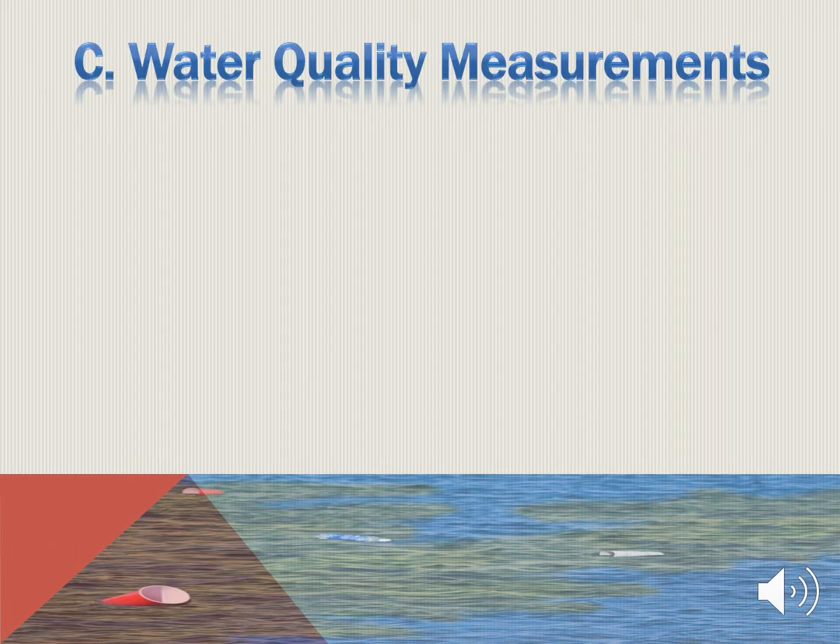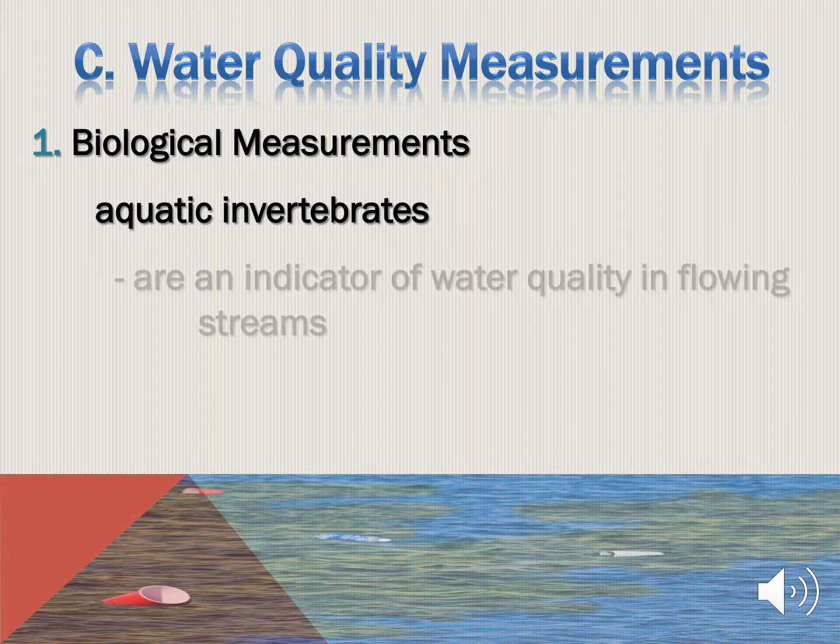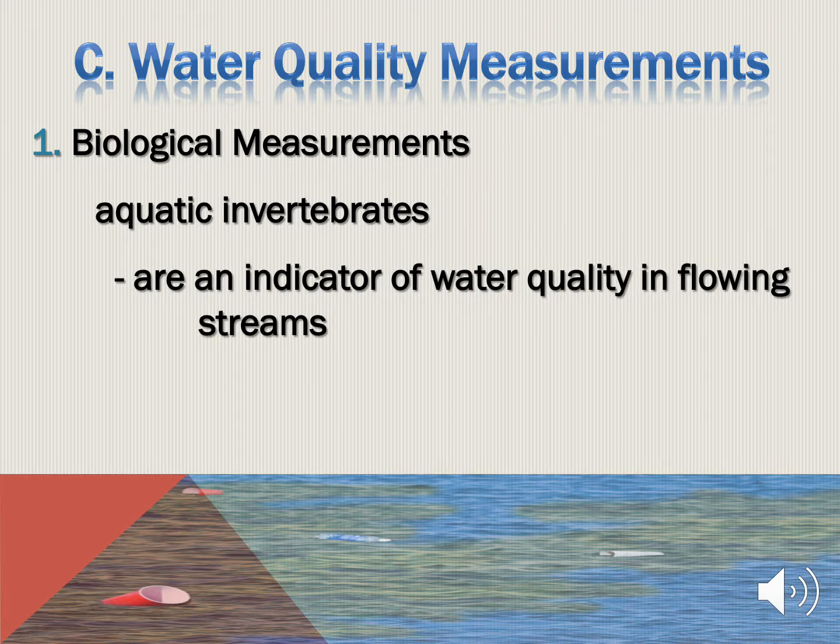A third biological indicator are the aquatic macroinvertebrates. These are the little organisms that live in streams. They have been found to be a great indicator of water quality in flowing streams. In addition to that, they're also a food source.